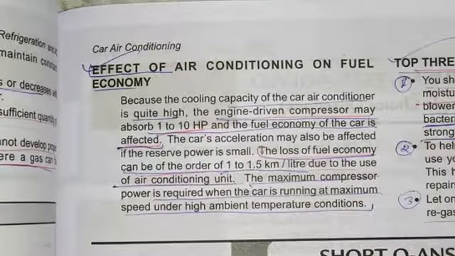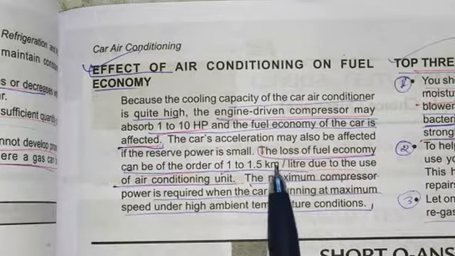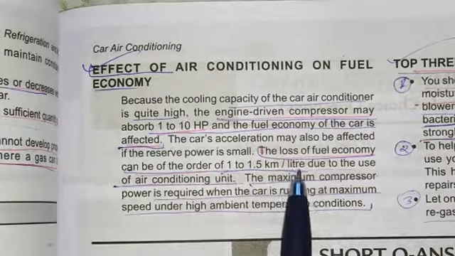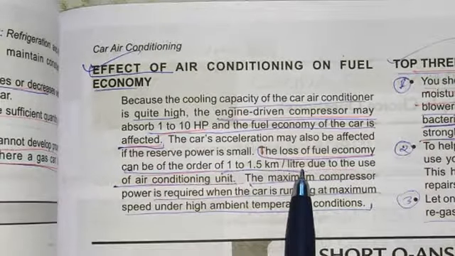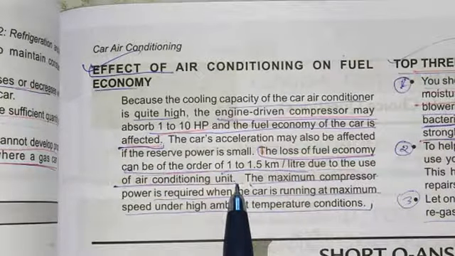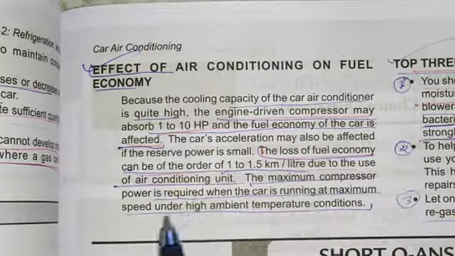Now let's see the effect of the air conditioner on fuel economy. The loss of fuel economy can be of the order of 1 to 1.5 kilometer per liter due to the use of the air conditioning unit. It is around 1 to 1.5 kilometer per liter.